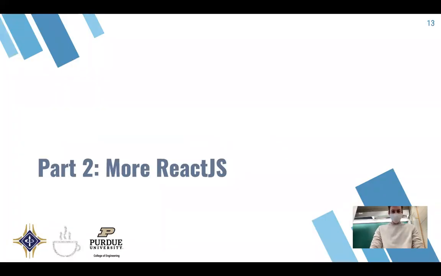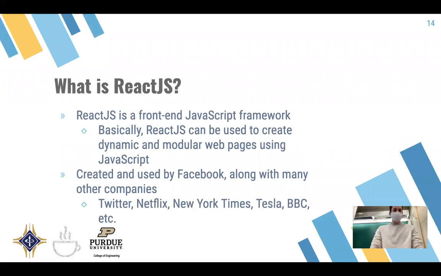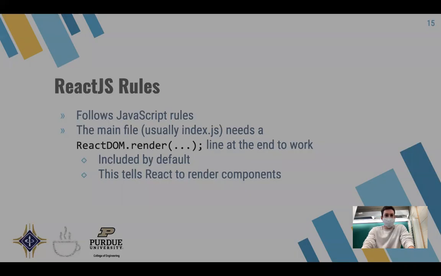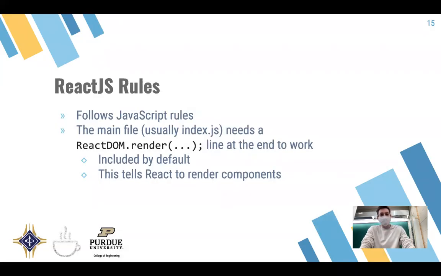So with that, let's get into part 2, more React.js. What is React? Well, it's a front-end framework. Basically, you can use it to create very dynamic and modular web pages. Modular meaning you only create 1 component, but you can use it like 10 times. So very useful, and it was created and used by Facebook, and used by a lot of other companies as well. Okay, so the rules for React: obviously you're writing JavaScript, and each React project usually has a file called index.js, and you'll have this main ReactDOM.render function. It's included by default, and this is how React knows what to render and where to render it.